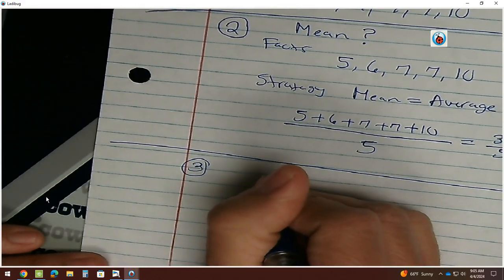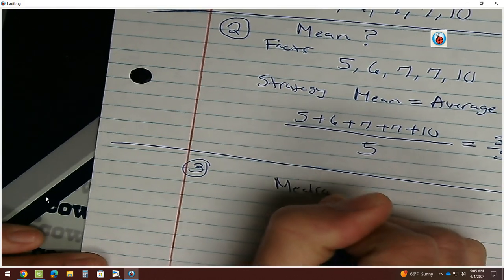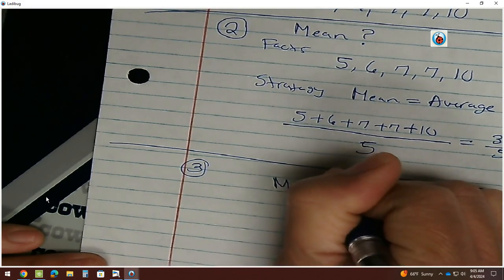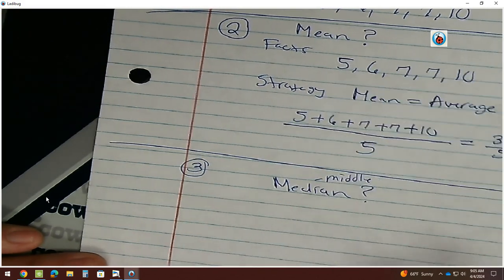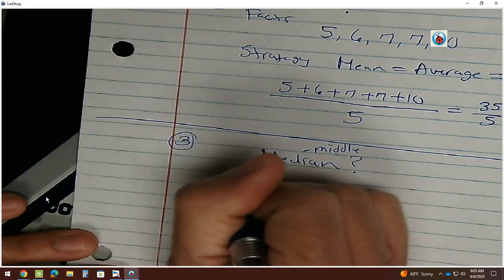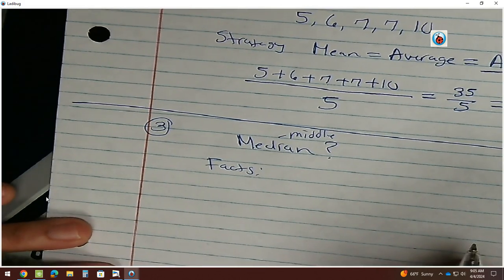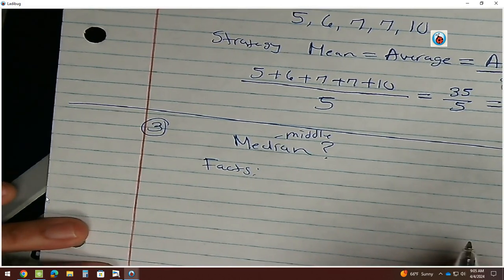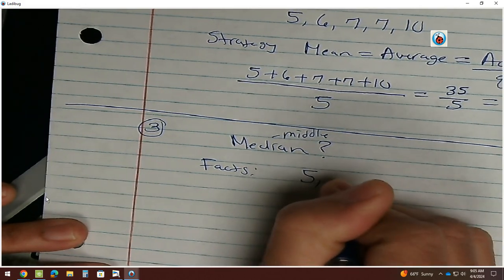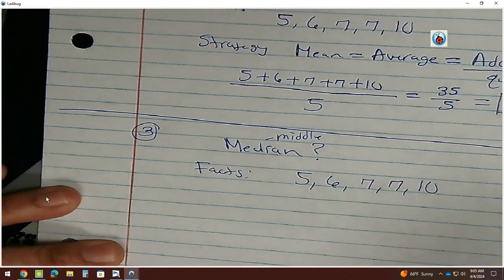And let's say, what are they asking me? Median. And when you think of median, you're going to think of middle. Okay? Same facts, so it's the same data. What are we going to do always when we're dealing with data? Put them in what? Order. So who's first? 5, 6, 7, 10. Questions with that?